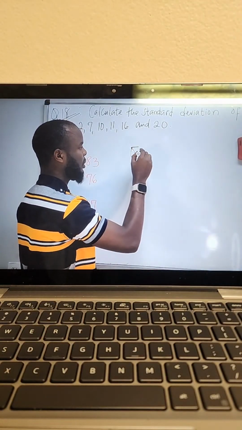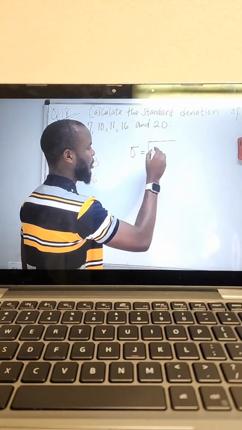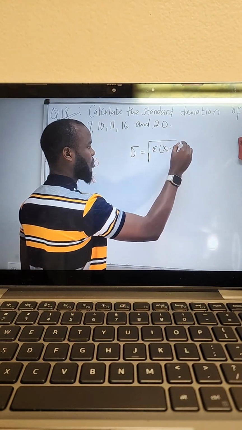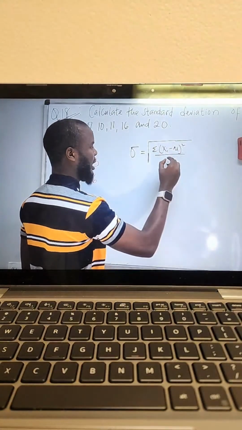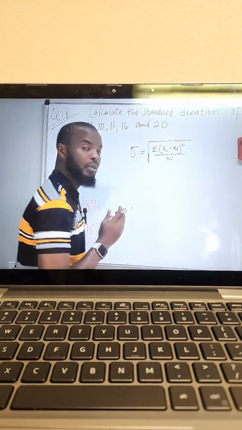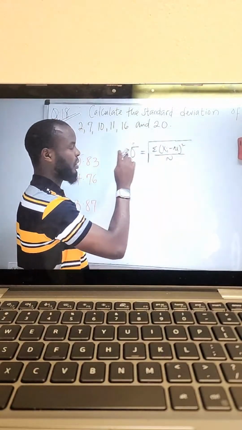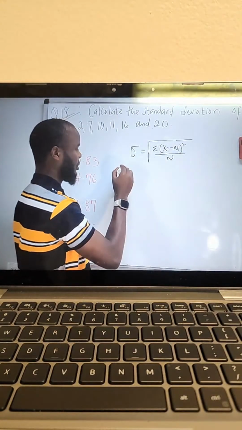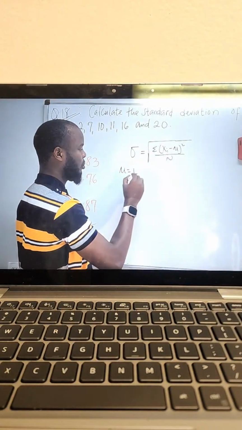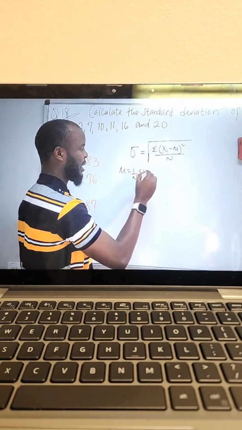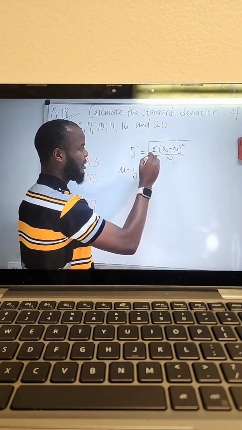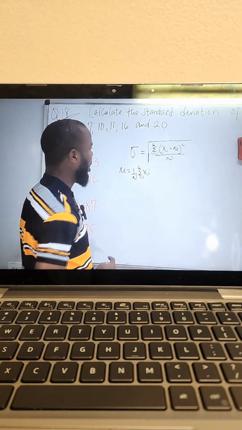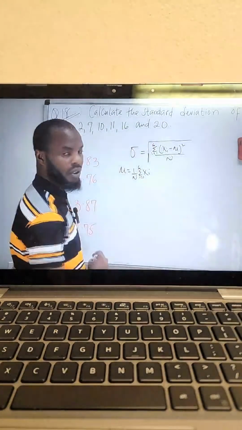For the standard deviation, we have sigma to be the square root of summation xi minus mean squared over n. The mean is the population mean. This is population mean, population standard deviation. Now, let's compute the mean first. The mean is 1 over n summation xi. Here, i ranges from 1 to 6, because we have 6 observations.